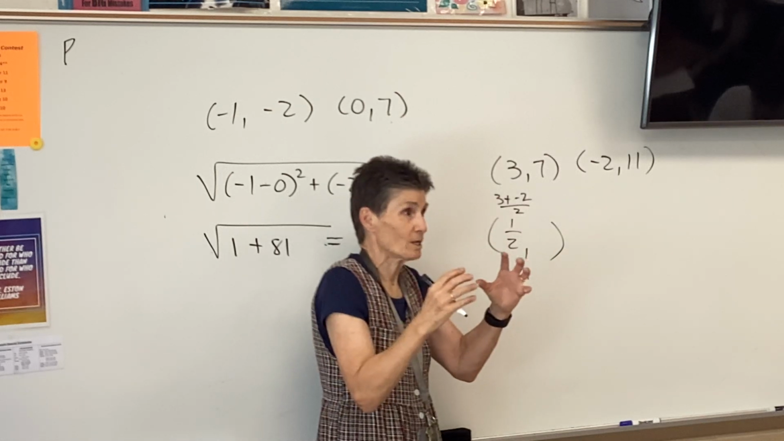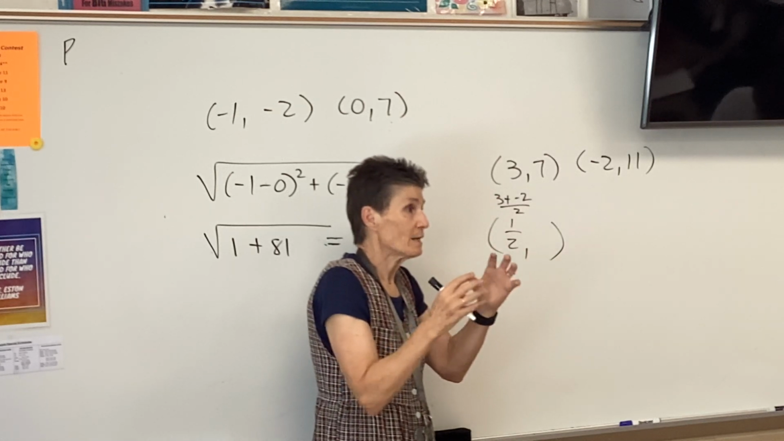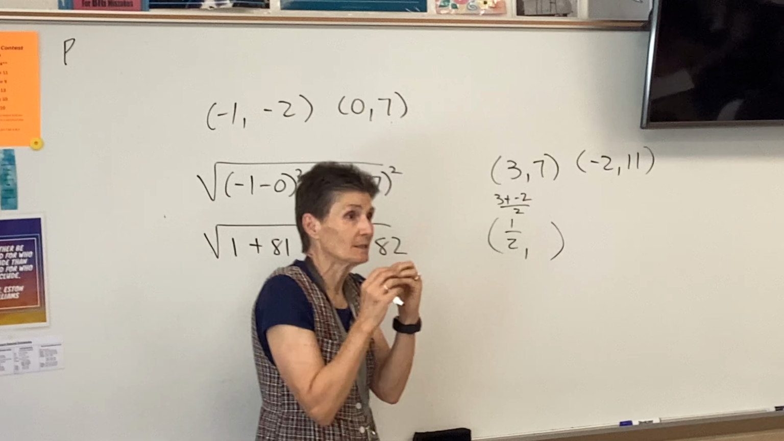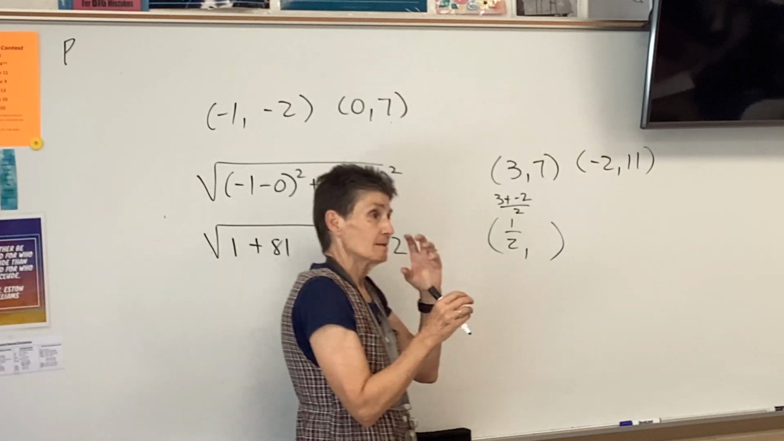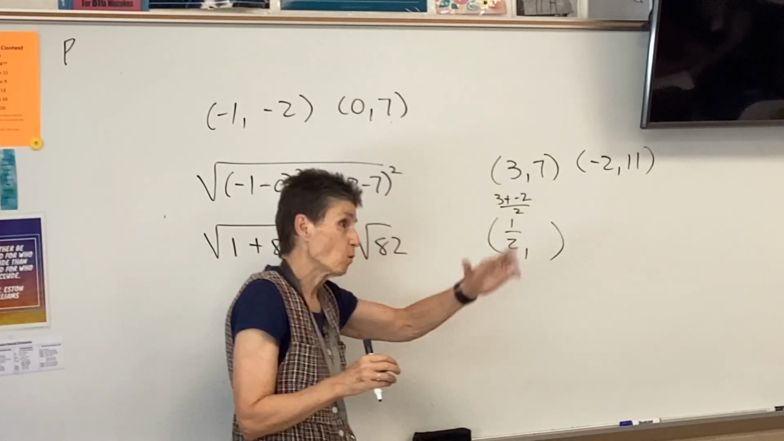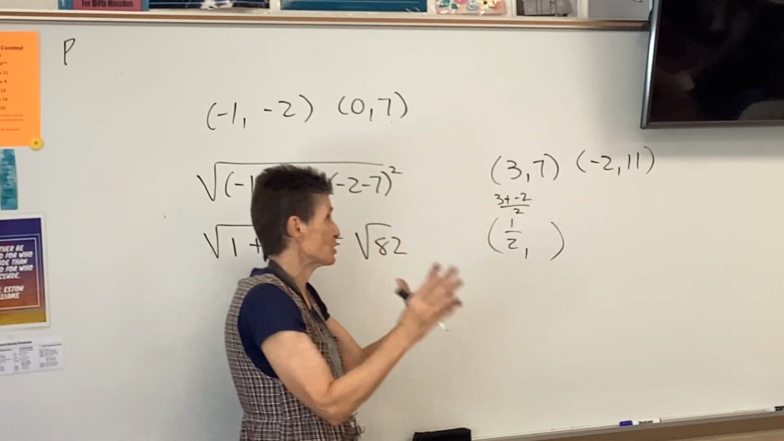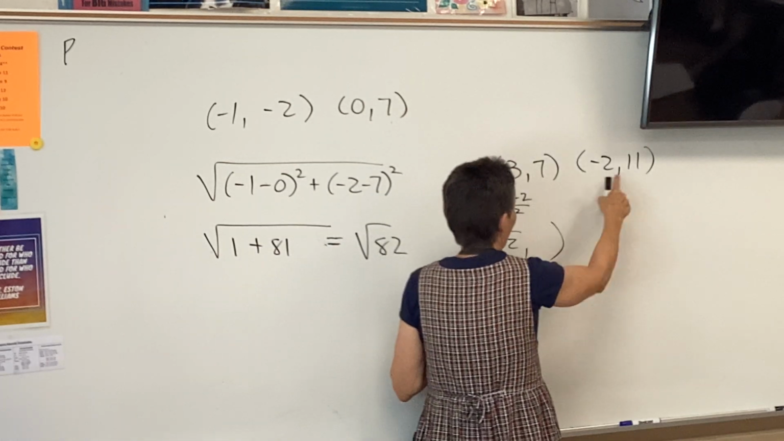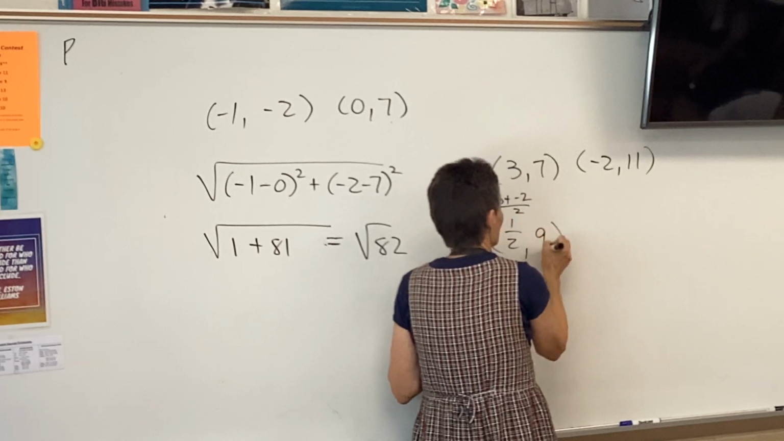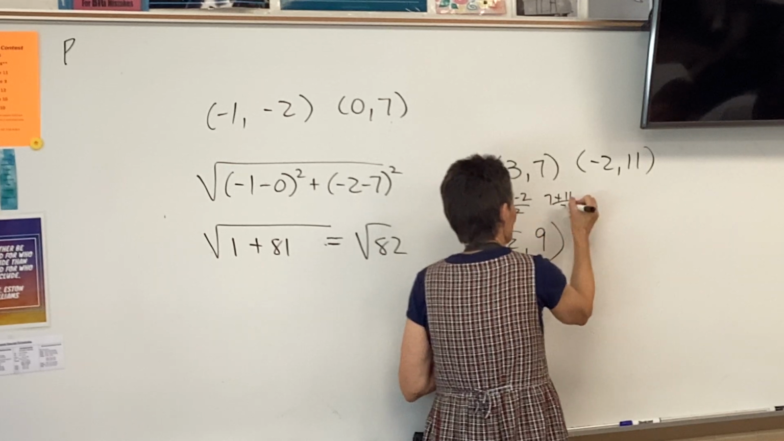Midpoint is average. Midpoint is average. We're going to be doing a lot of that throughout, like chapter 4, all the graphing. We're going to be finding the middle. Average, average, average. So what's my average y? 9. 7 plus 11 divided by 2.